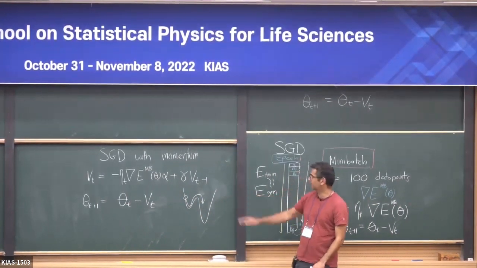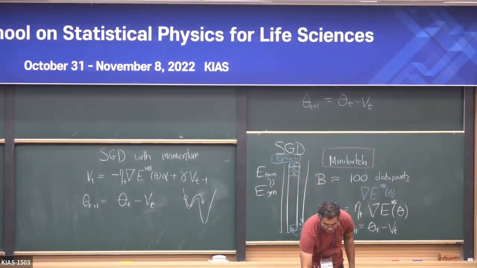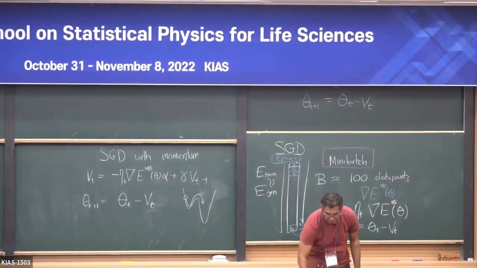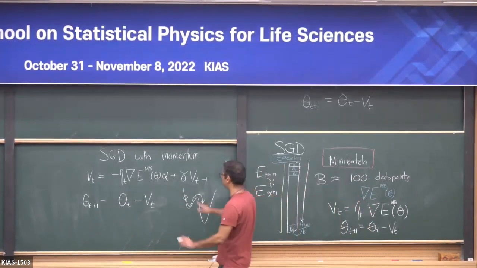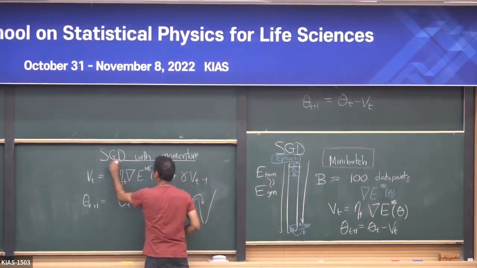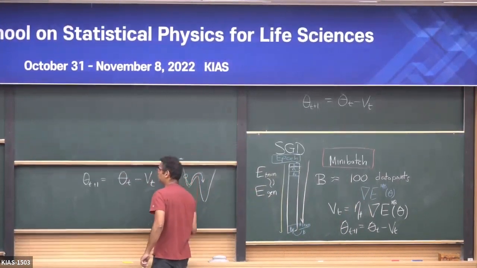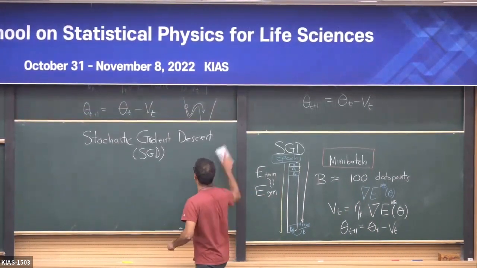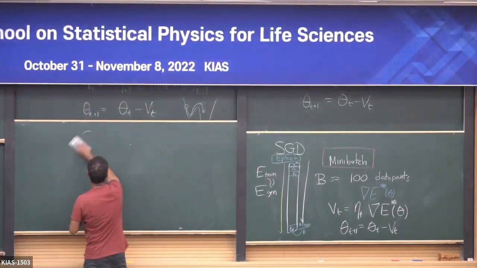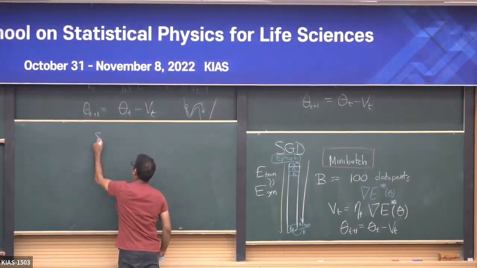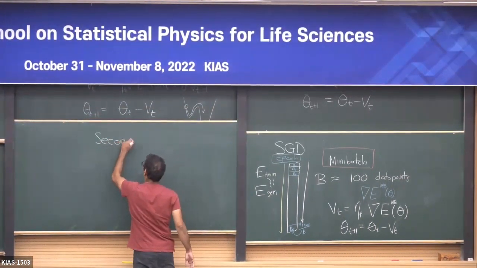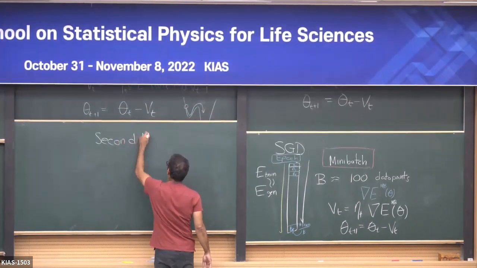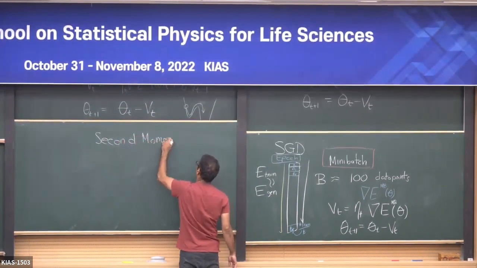Okay, so that's the first trick, but that still doesn't solve the problem of treating all the directions in the same way. And so this is SGD with momentum. And so what people do is what are called second order moment, second moment approximations.